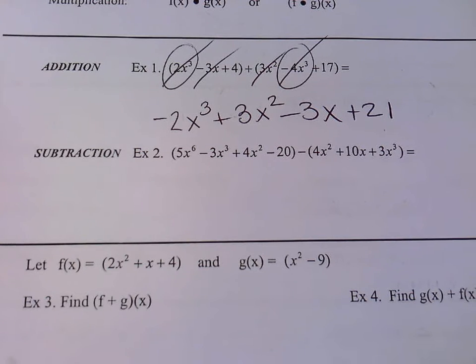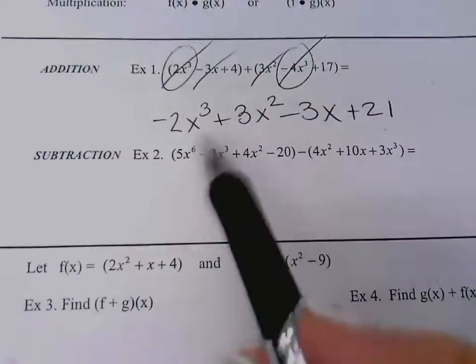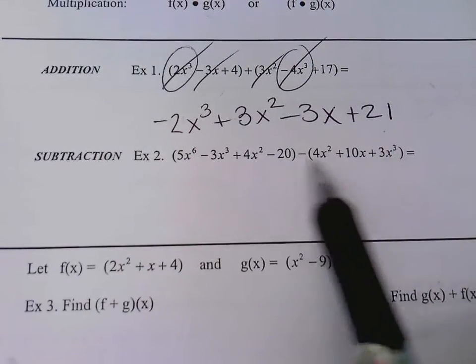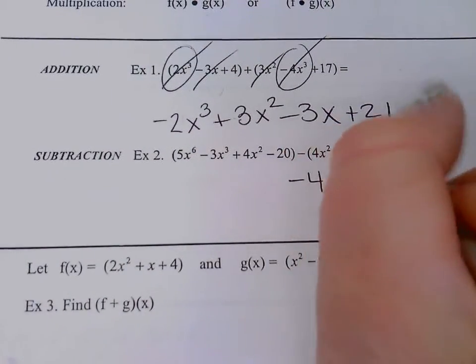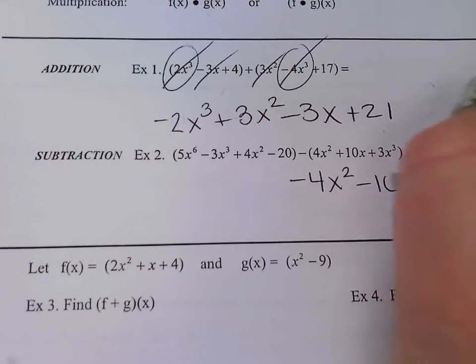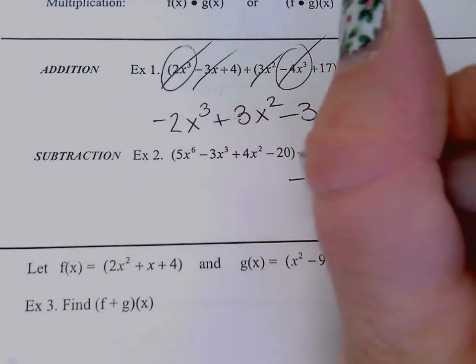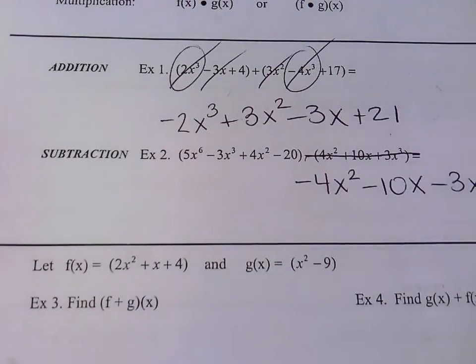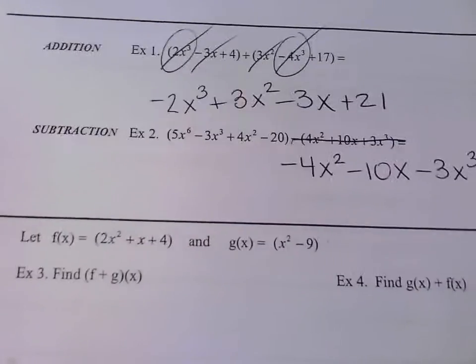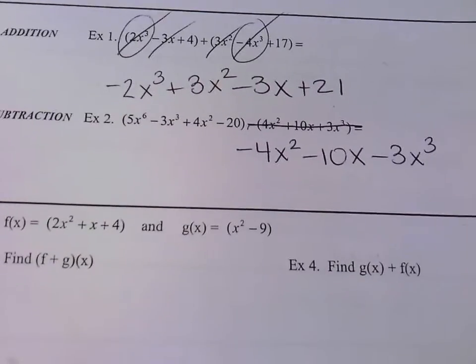You want to be careful with subtraction with parentheses. Before I even start the problem, I just like to rewrite it without any parentheses. So like, I don't have to rewrite these terms, but over here, I would rather rewrite this as negative 4x squared, negative 10x, and negative 3x cubed so that I know that I've already used the negative sign and I can just circle to combine my like terms now.